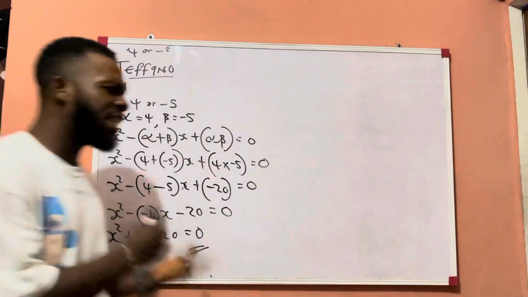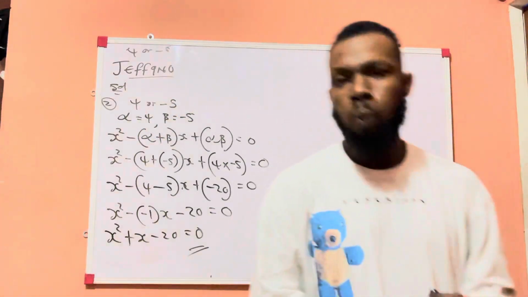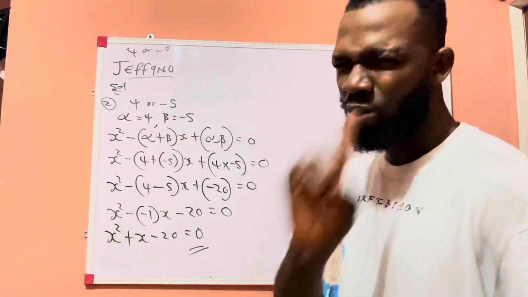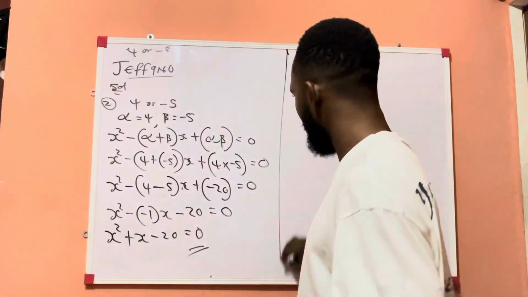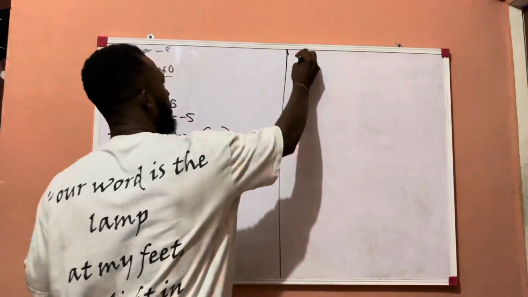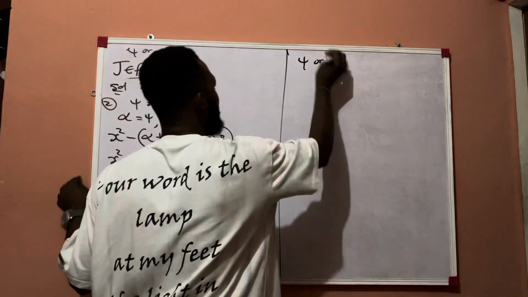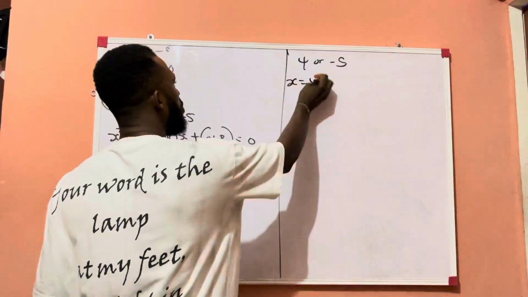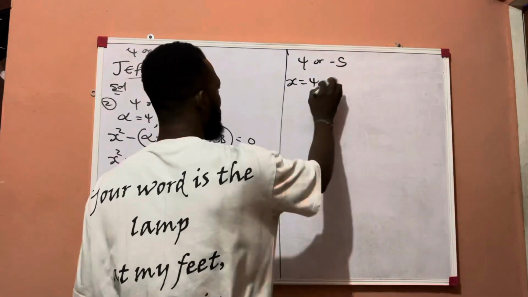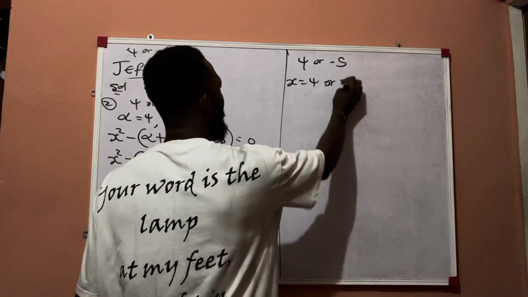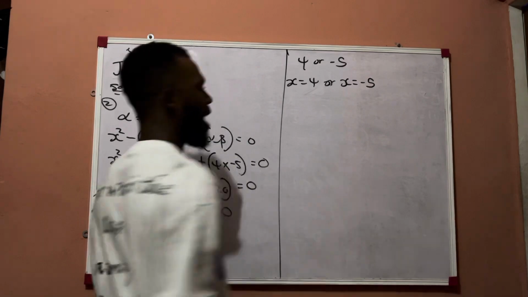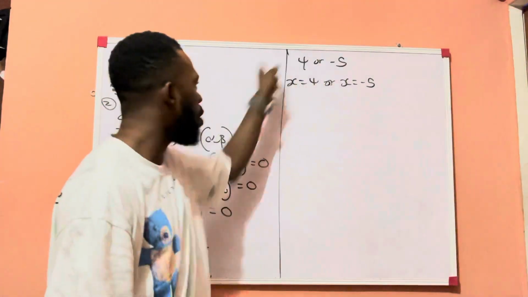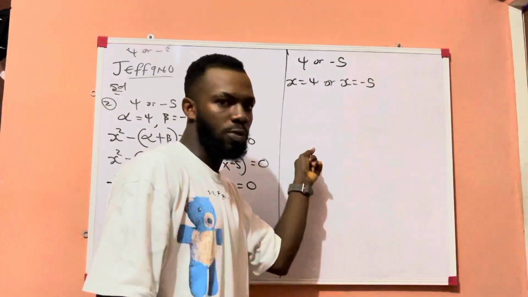Now remember we said this is the method using the formula. What if we now want to make use of method 2? The same thing applies. Let's solve it here. Now the roots were 4 or minus 5. Now how did I say you go about it? x is equal to 4 or x is equal to minus 5. What did I say you will do next? 4 will come to meet x and minus 5 will come to meet x.